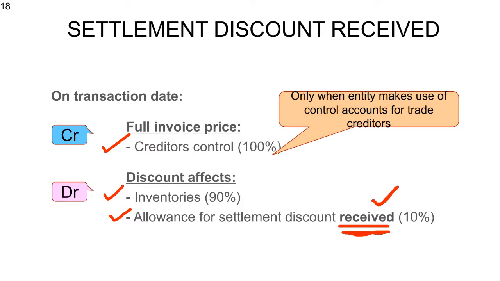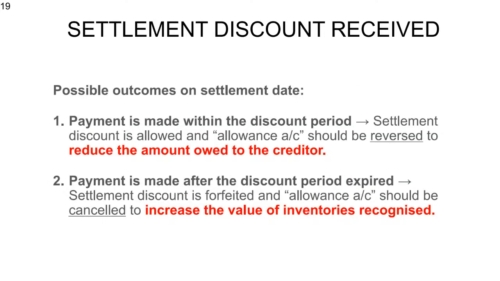So just make sure that you put the word received in your testing exam, right? Obviously, one of two things can happen. The first thing is that we can pay within the discount period, which means we achieve the discount, and then we receive a reduction in value. Or the second thing is we pay after the discount period, which means we lose the discount.